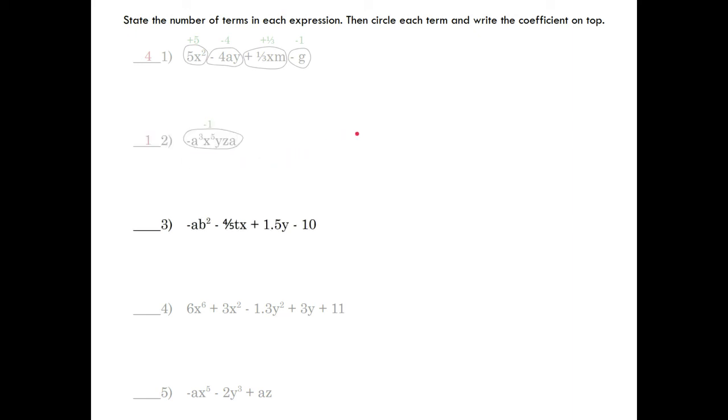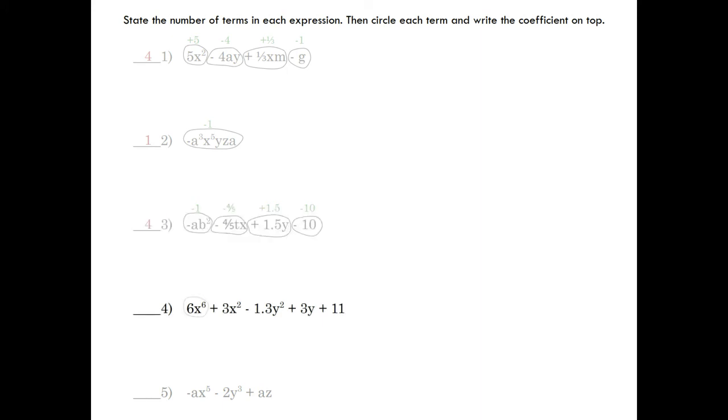Number 3, we have negative ab squared. That's one term. The second term is negative 4/5 tx. Again, the sign is part of that term over here. The sign is part of this because this is the negative 4/5 tx, a positive 1.5y, and a negative 10. That is 4 terms altogether. The coefficient of the first term, it says negative, therefore the coefficient is negative 1. The coefficient of the second term is negative 4/5. The coefficient of the third term is a positive 1.5, and the coefficient of the fourth term is negative 10. It's not really a coefficient, it's called a constant, but you can write negative 10 on top.